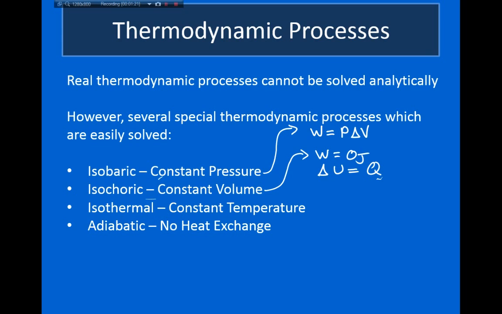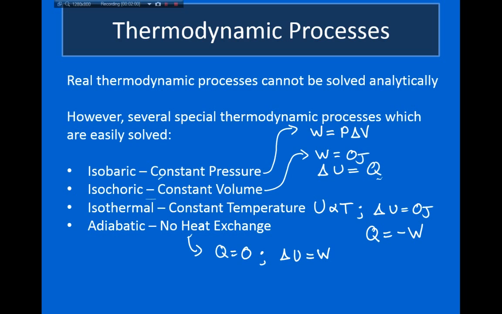An isothermal process is a process that occurs at a constant temperature. Now, because the internal energy of a gas is always proportional to the temperature of the gas, if the temperature doesn't change, then the internal energy of the gas doesn't change. So we have that delta U is always going to be equal to 0 joules for an isothermal process, and this means that Q is always going to be equal to minus the work. Finally, there's the adiabatic process, and this is a process that occurs where there is no heat exchange. So this means that Q is equal to 0. And as a result, the first law of thermodynamics reduces to the change in the internal energy is equal to the work that is done on the gas.